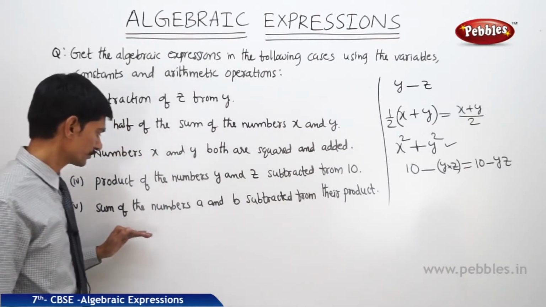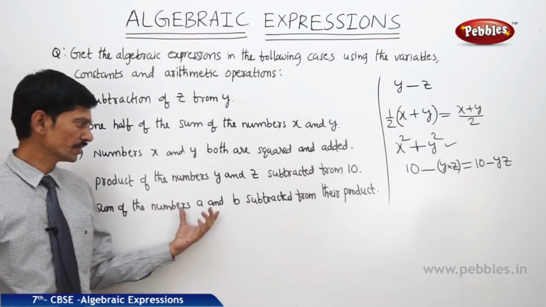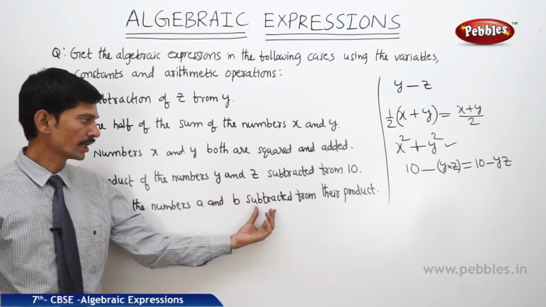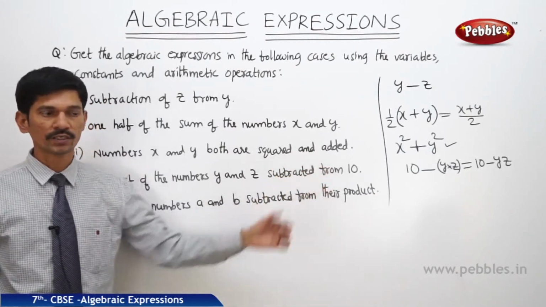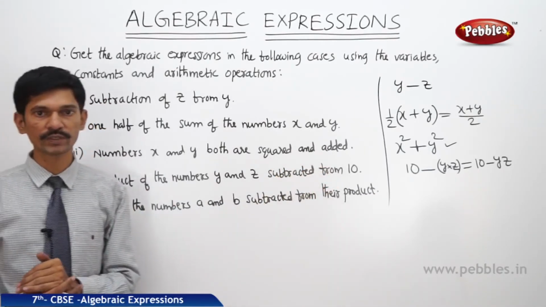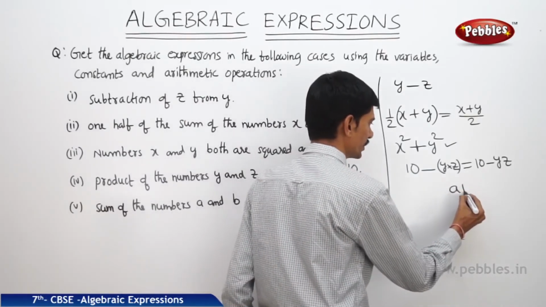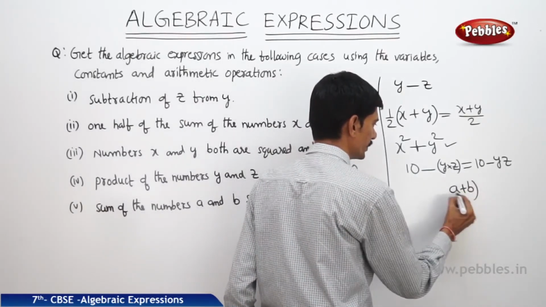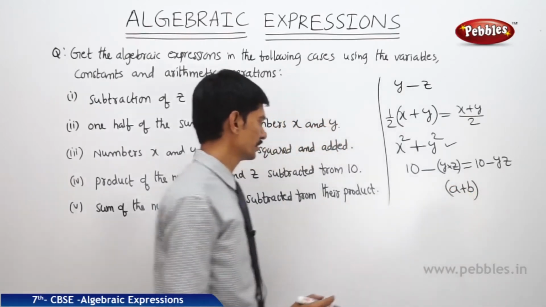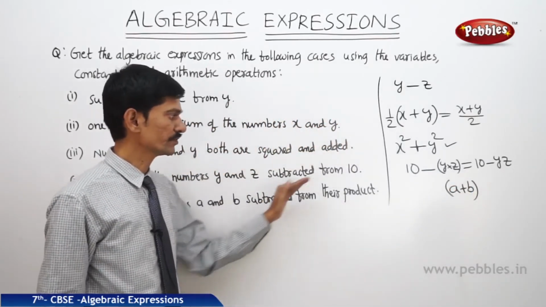Next one, sum of the numbers a and b subtracted from their product. Then what is the sum of the numbers a and b? So it is a plus b. The sum of the numbers a and b is denoted by a plus b. Now this is subtracted from their product.